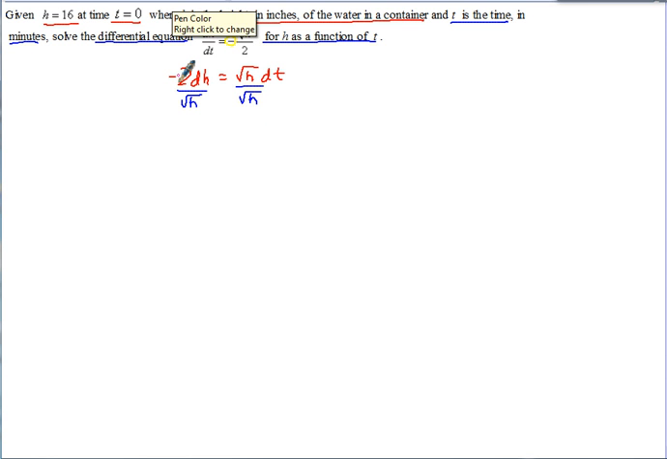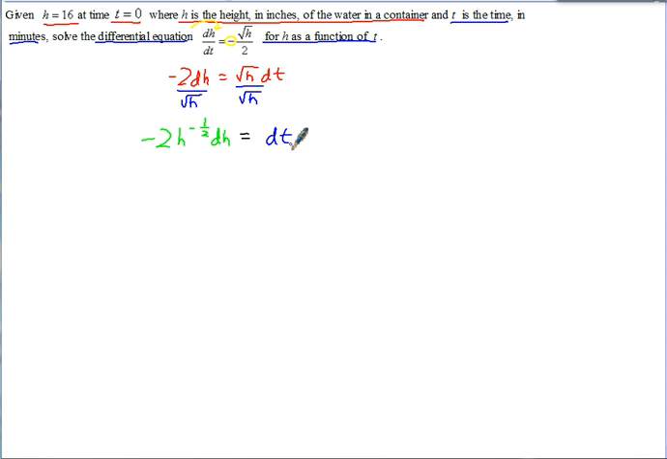So let's go ahead and rewrite this as negative 2, and instead of square root of h on the denominator, that's the same as h to the 1/2, and when you move it up to the numerator, that's h to the negative 1/2 times dh equals, all that's left here is just dt. So now the variables are separated. h is with a dh, and again there's no t's, so if there were, they'd have to be over with a dt.